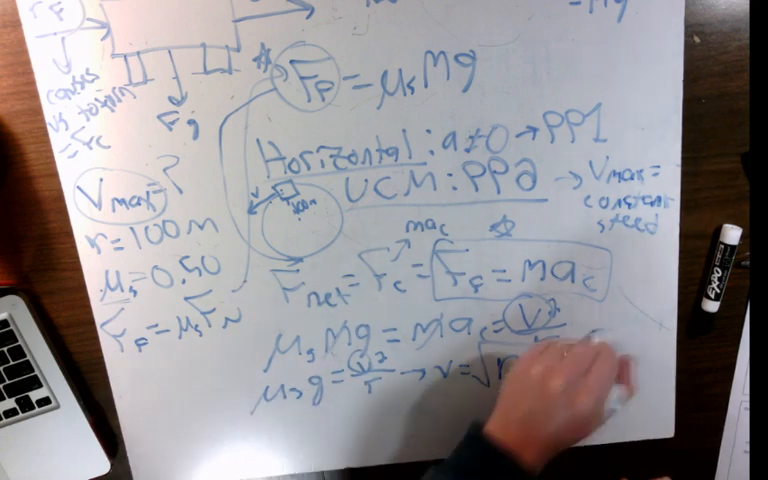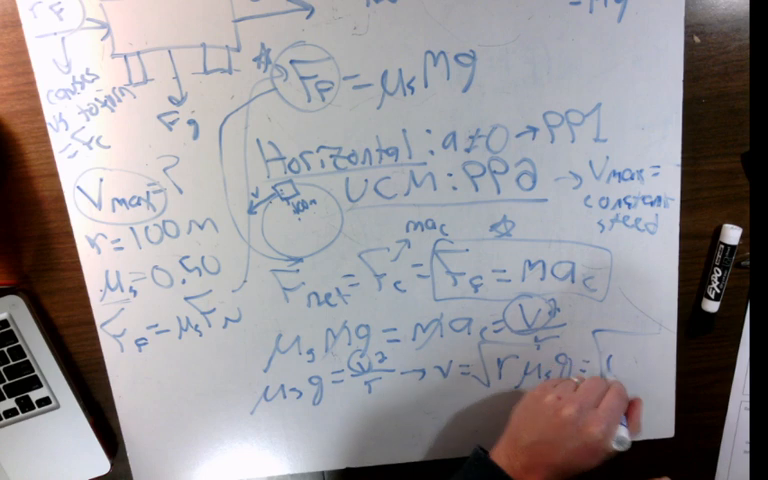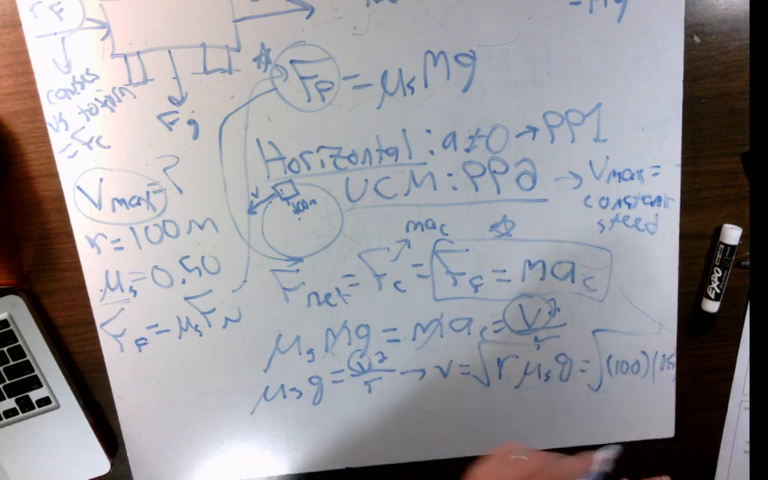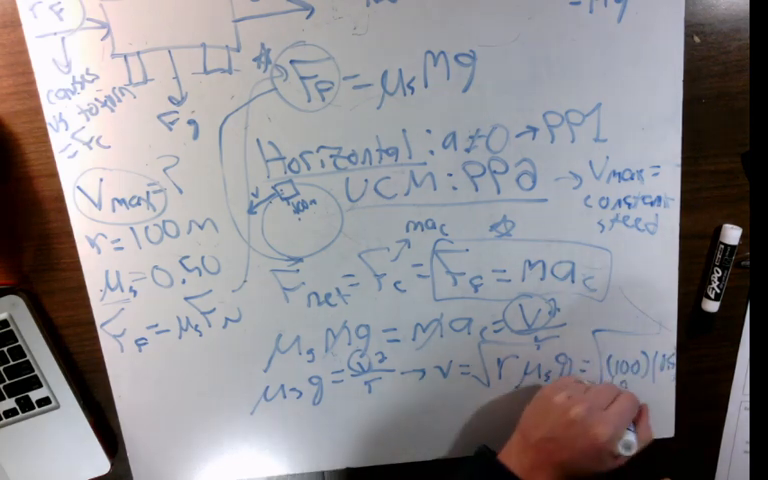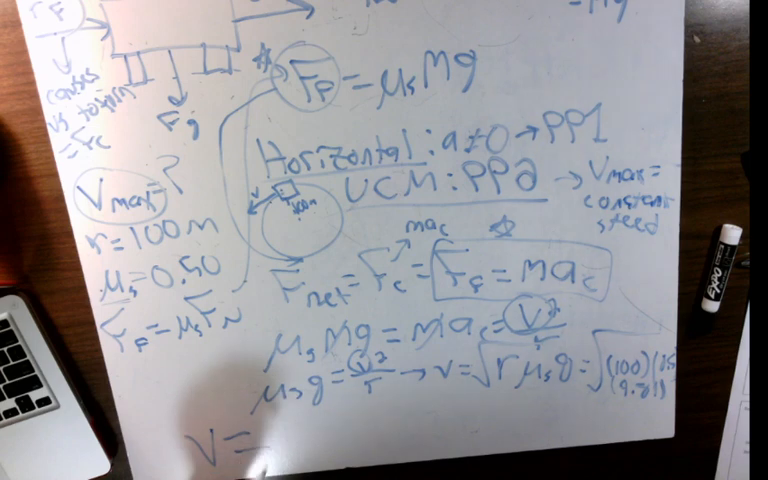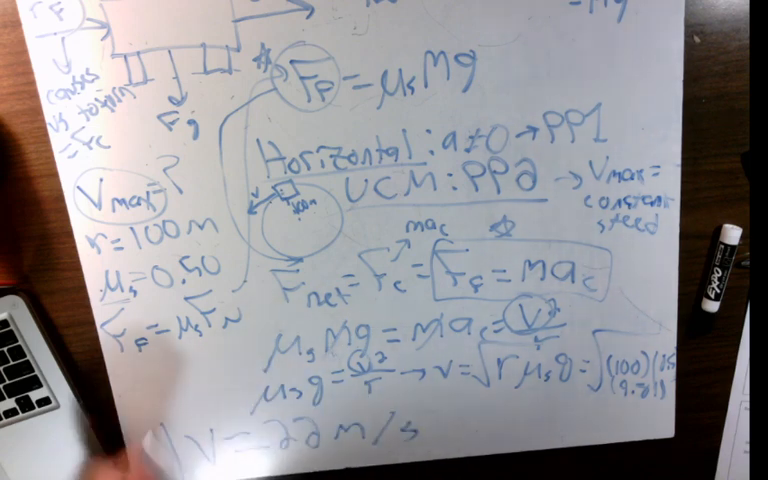throw our numbers in. Radius was 100. Our coefficient was 0.5. And gravity, of course, is 9.81. Multiply all three of those together, take their square root. We get speed is equal to 22 meters per second. We're only allowed 2 significant digits because our coefficient of static friction was only given in 2.